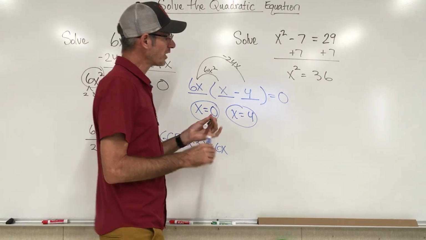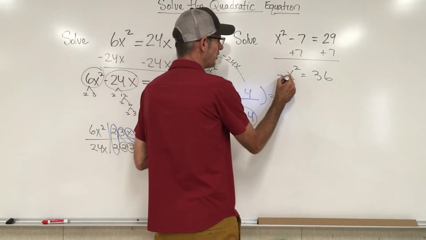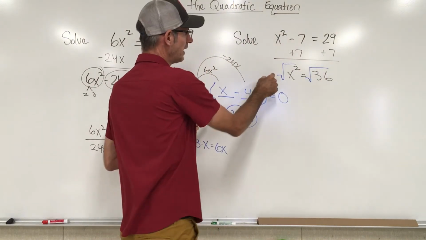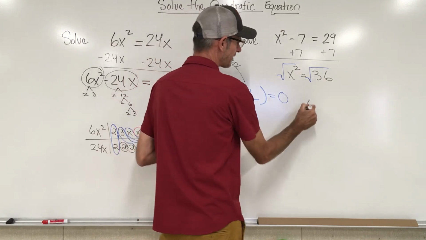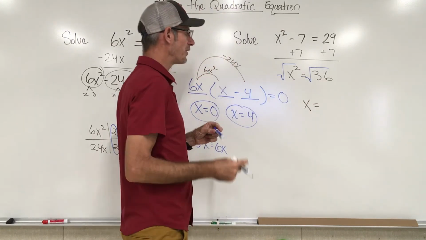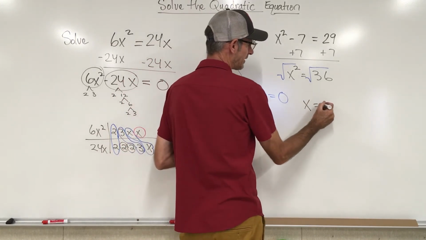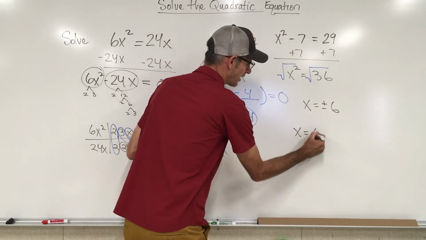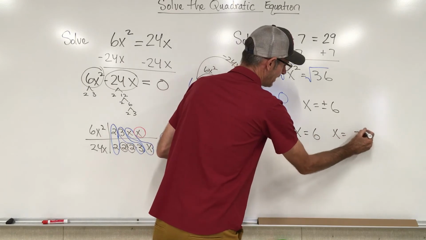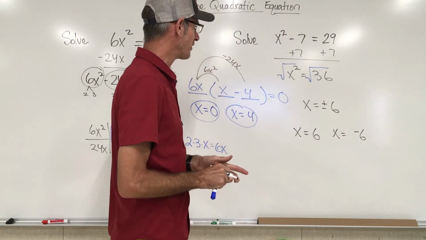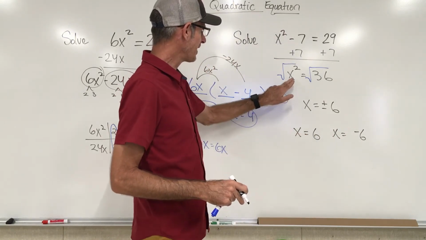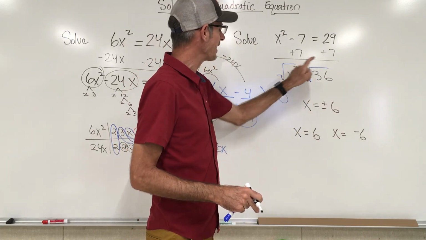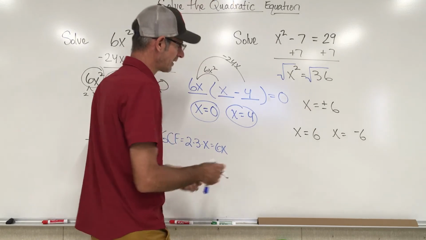If you want to show your work on the algebra part of the problem, you would need to take the square root of both sides, and the square root of x squared is x, and the square root of 36 is either positive 6 or negative 6. So our answers are going to be 6 and negative 6. The reason that there are two answers is because 6 times 6 is 36, but also negative 6 times negative 6 is 36.